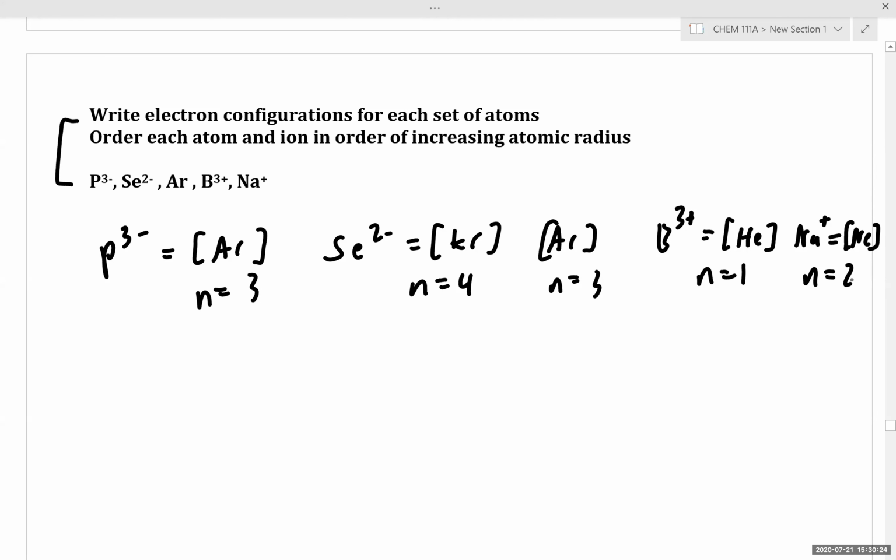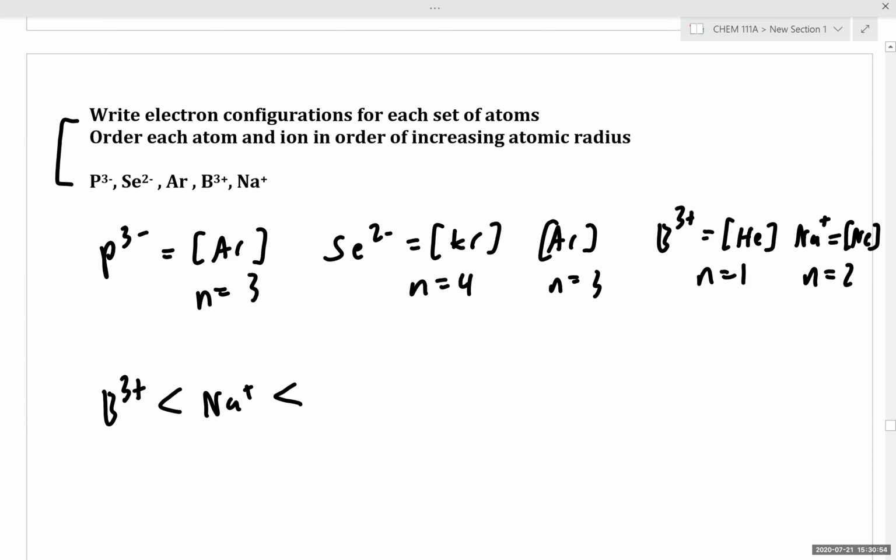Okay, so first we sort by N value. So boron 3+ is the smallest. What's the next smallest? What has the next largest N value, which is the size of our outermost orbital, which is the row in our periodic table for our isoelectronic species? So what's the next smallest after boron 3+? Sodium plus, exactly.